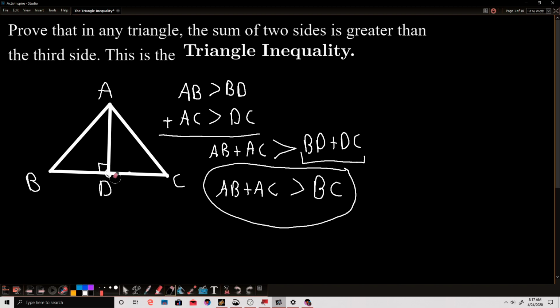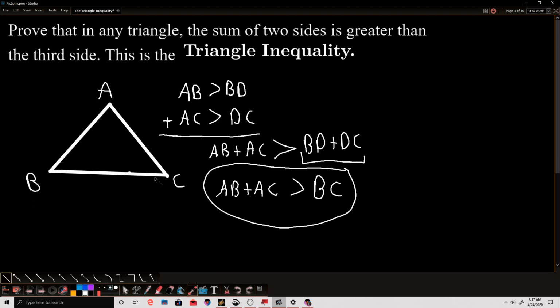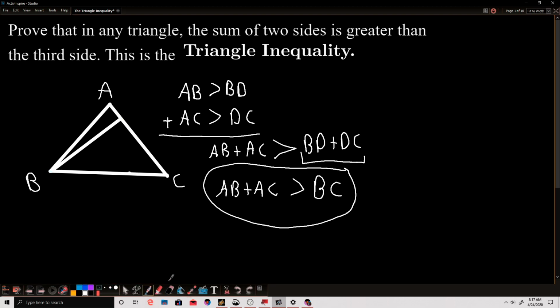Now, we could do this over and over again, but it's the same process each time for the other 2 sides. If we were to drop the altitude from, let's say, B, it would be somewhere around there. And then we would just repeat the process, like we could call this point E or whatever. And eventually we would get another inequality.